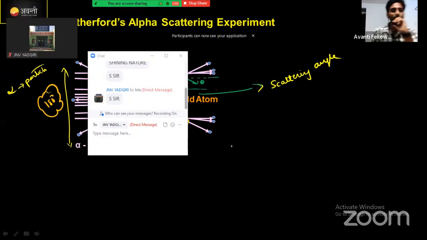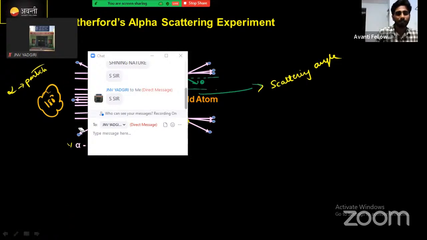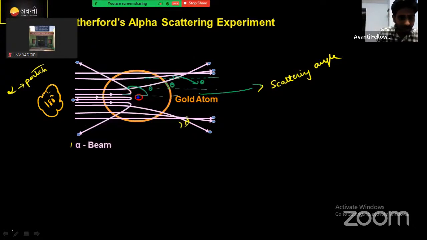Okay. Next, we need to draw one graph of the number of alpha particles scattered versus the impact parameter. So, impact parameter distance. What is that impact parameter? Look here. This is the first line of the alpha particle velocity. From this point to the central point, there is a distance, no?